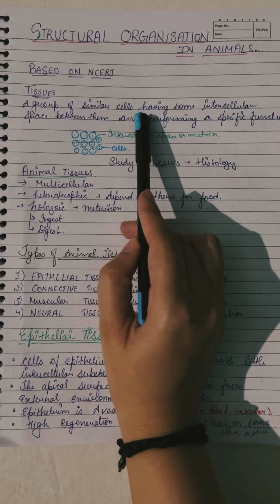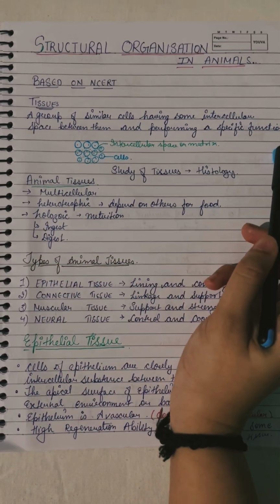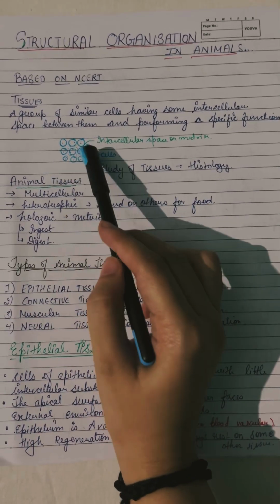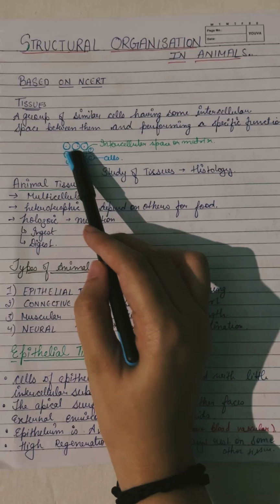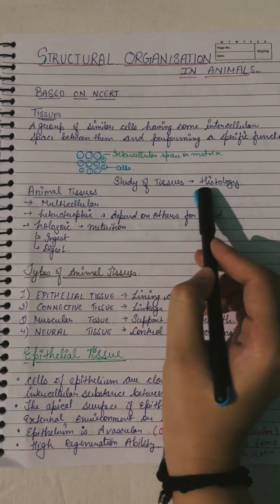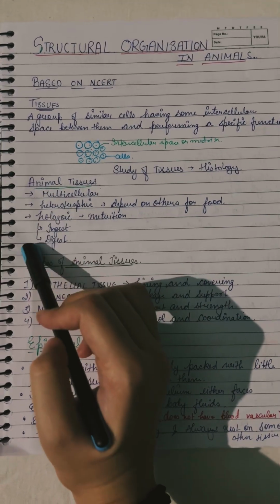A group of similar cells having some intercellular space between them and performing a specific function are called tissues. So these are the cells, and we have intercellular space, or matrix. The study of tissues is called histology. First comes the animal tissues.